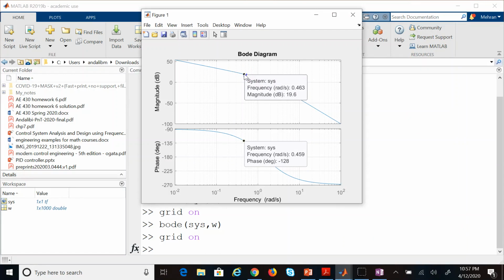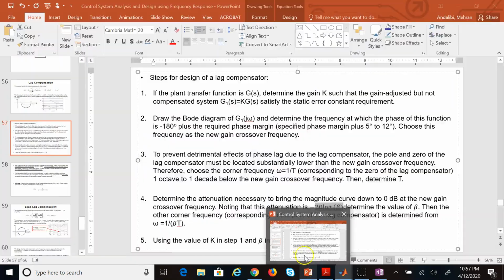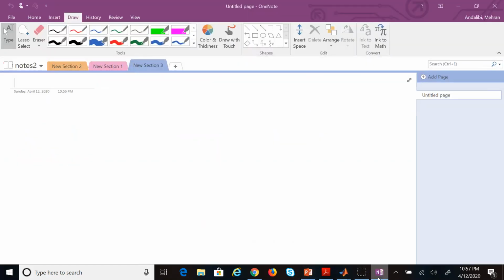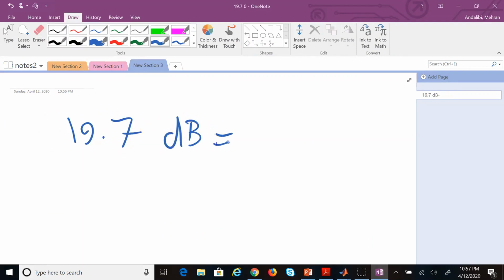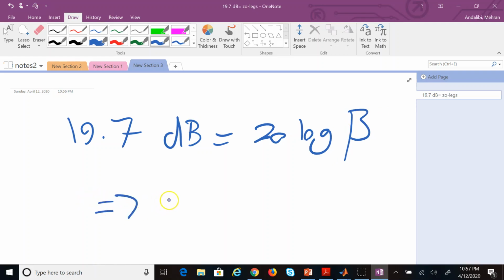That number should exactly be clickable. So it is about 19.7, 19.8. Okay, so this 19.7 decibel should be equal to 20 log of beta. And therefore, if you calculate beta, you see beta is almost 10, a little smaller than 10.